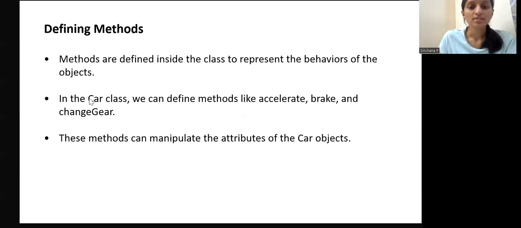Defining methods. Methods are defined inside the class to represent the behaviors of objects. In the Car class, we can define methods like accelerate, brake, and change gear. These methods can manipulate the attributes of the car objects.